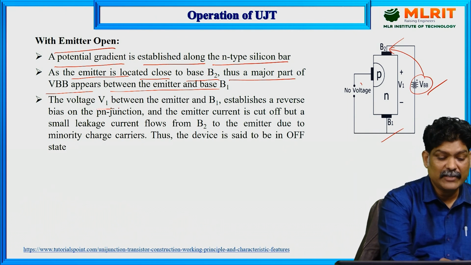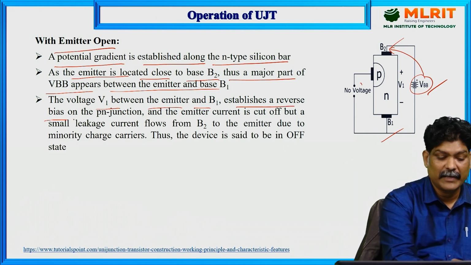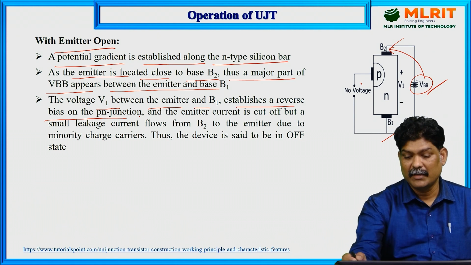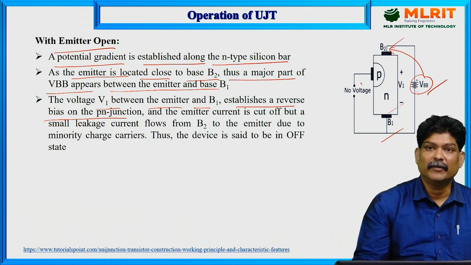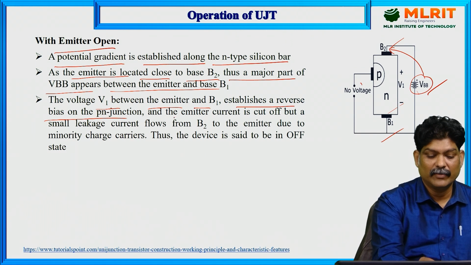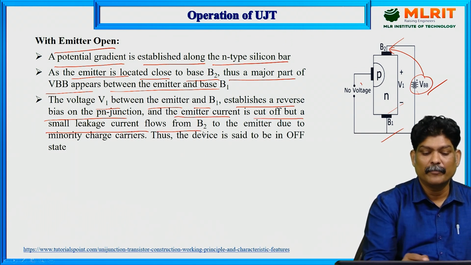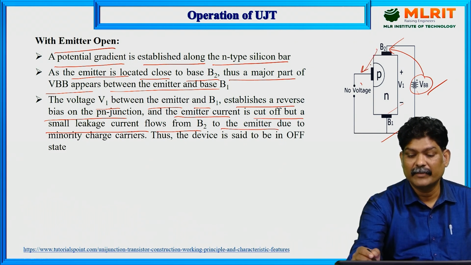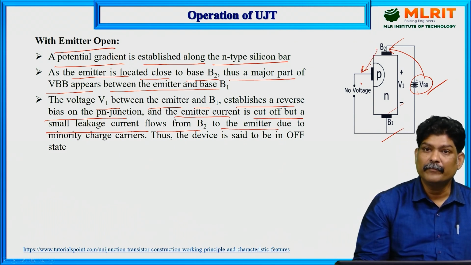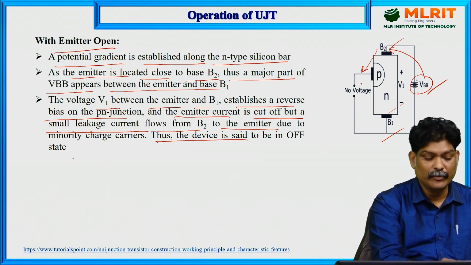So the voltage V1 between emitter and B1 establishes a reverse bias on the PN junction, because this is connected to negative. So there is a reverse bias between the emitter and base 1 terminals. The emitter current is cut off, but a small leakage current flows from base 2 to the emitter. Thus the device is said to be in off state.